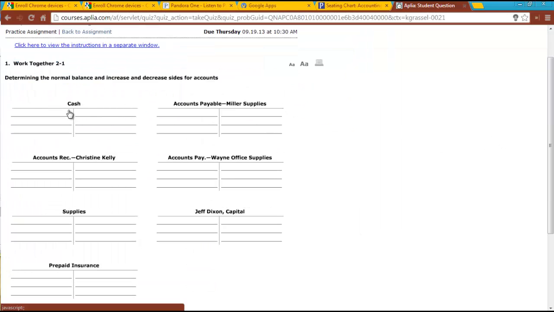So the first one we have, I'm going to start on the upper left-hand side, is going to be cash. The first thing that we need to label is going to be our debits and credits. Okay, so I'm going to label the left-hand side as debit, and the right-hand side as credit, if I could spell it. Now, it doesn't matter what T account you ever create, you need to remember that the left side is always called debit and the right side is always called credit.